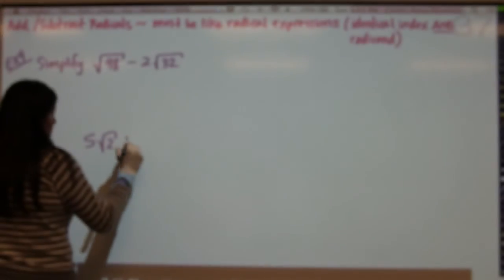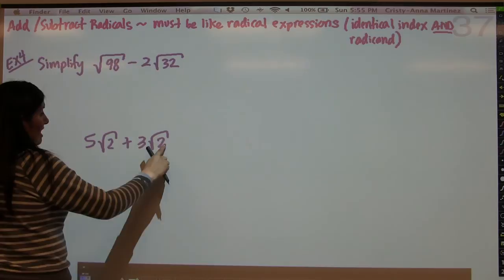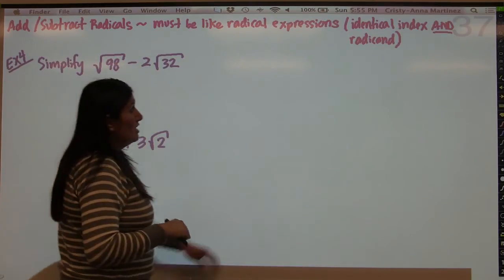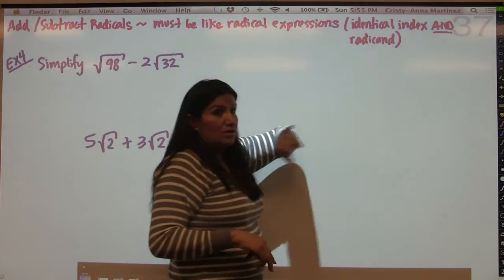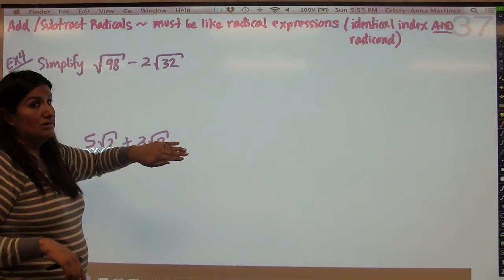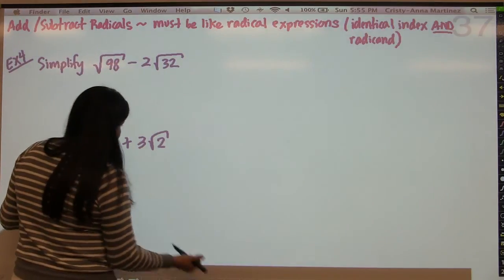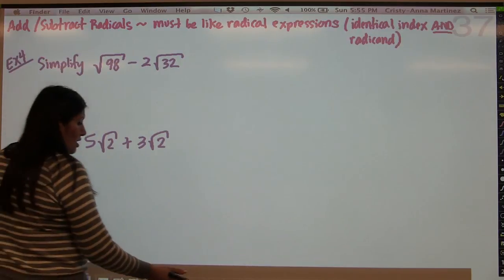In other words, you can add 5 root 2 with 3 root 2. They're like radicals. They both have the same number inside the little house, and they both have the same index. So that's what it means to be like radical expressions, identical index and radicand. So the little number on the outside of the house has to be the same, and the number inside the house has to be the same. If you do that, then you can add them. So in this case, 5 root 2 plus 3 root 2 would be 8 root 2. And it'd be real simple.